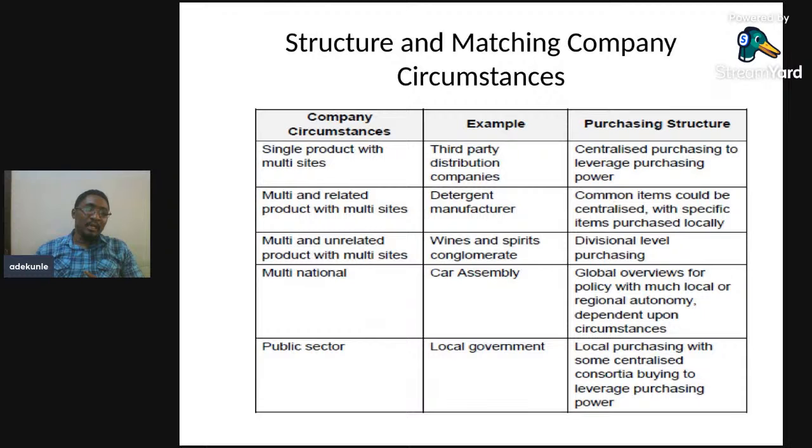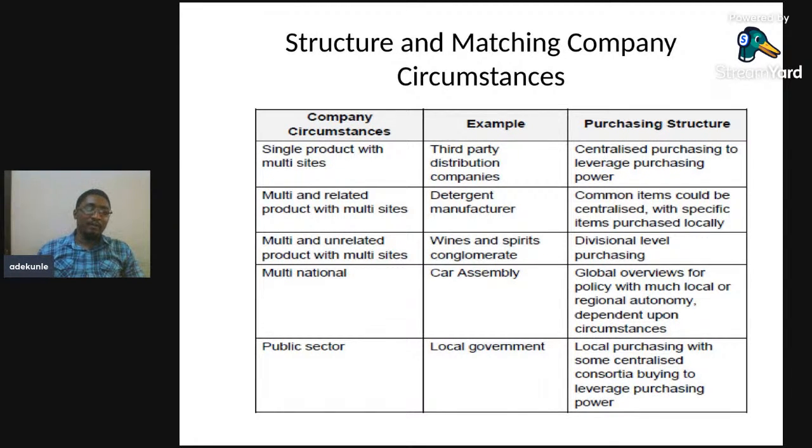All right, the common items needed for producing that product will be centralized, and other related specific products that are suited for the locality where the production is taking place will be localized.